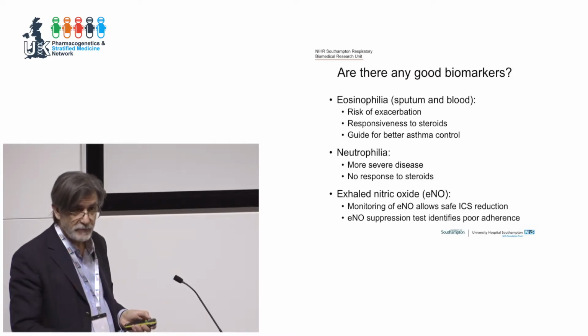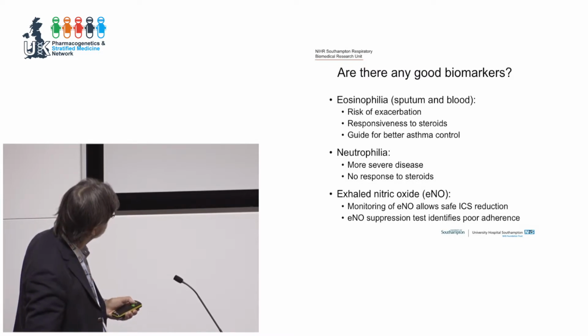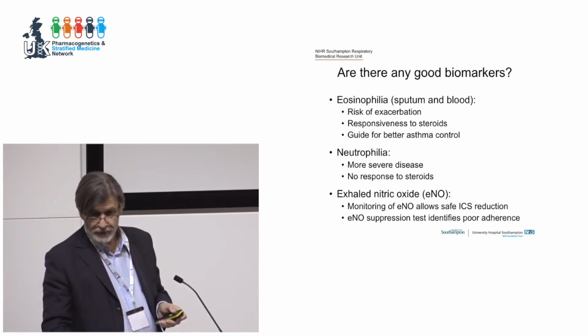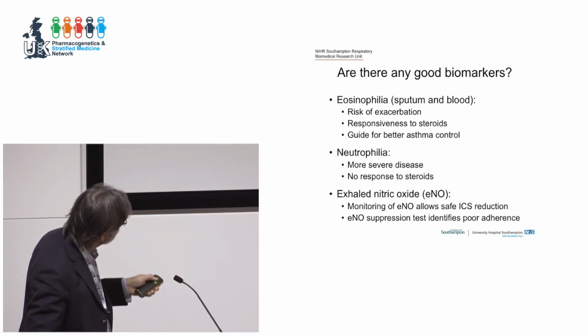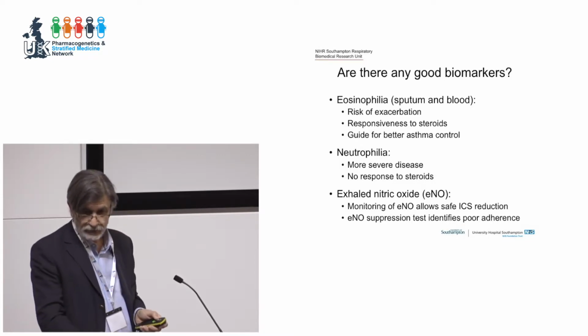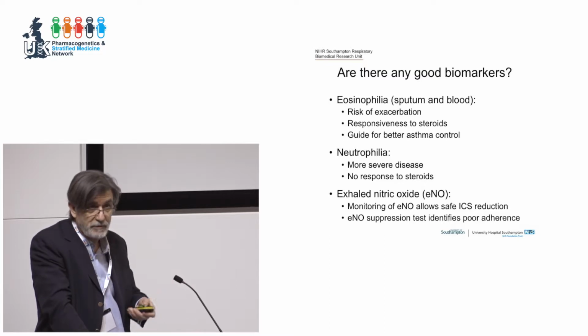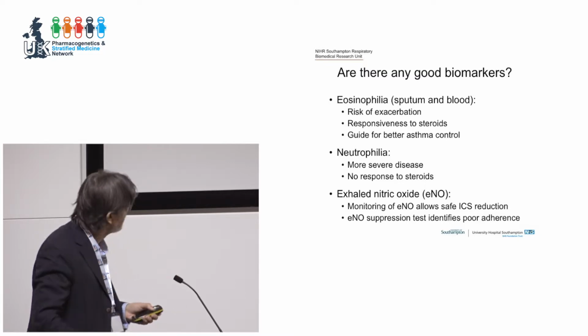Not all asthmatics will respond to steroids. Even some mild forms of asthma will not respond to steroids. And why? Because they have neutrophilic inflammation. So neutrophilia is usually indicative of more severe disease and lack of response to steroids. Before we looked at this, we didn't know. We thought that everybody should respond to steroids.